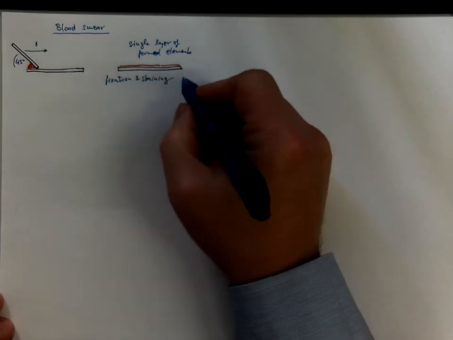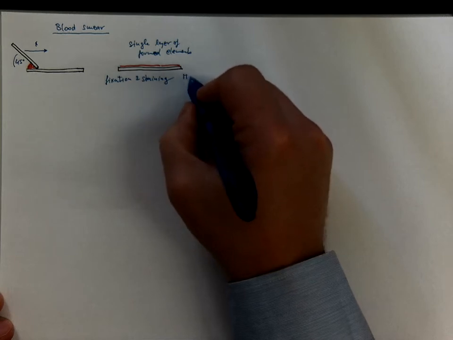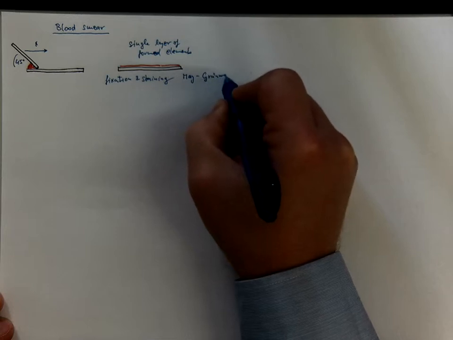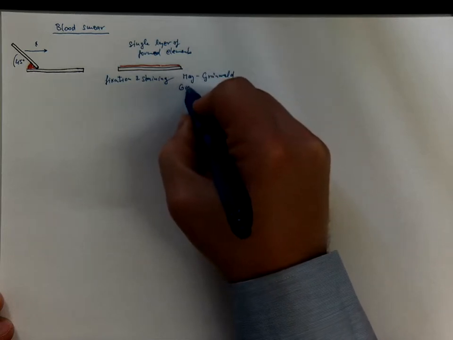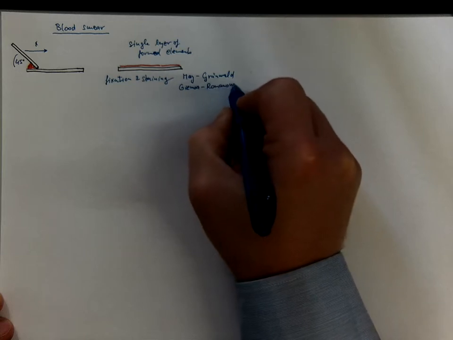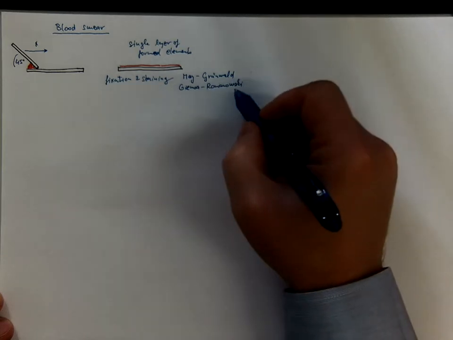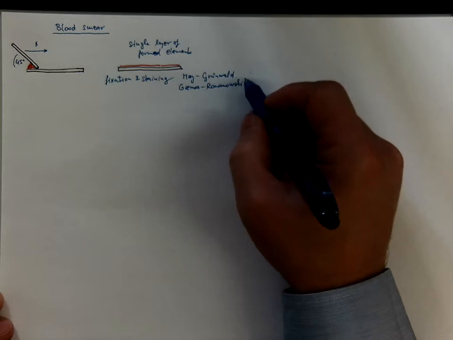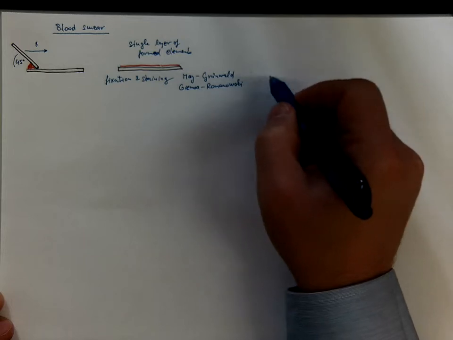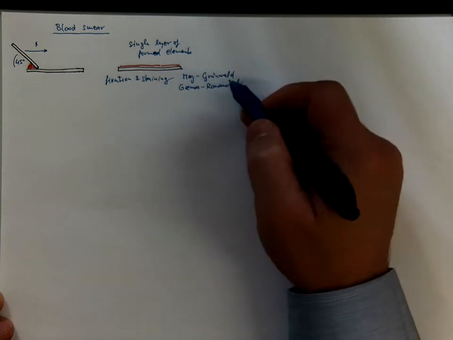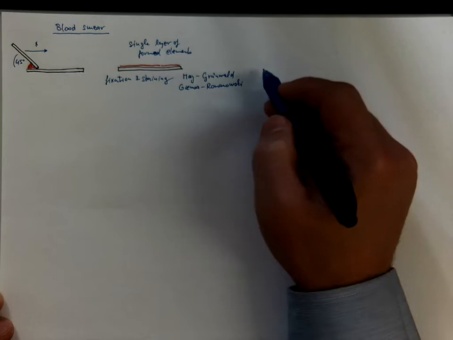The most classical method is a combination of 2 methods called May-Grünwald and Giemsa-Romanovsky. I'm mentioning these 2 methods because from these we got the terminology of the peripheral blood elements like neutrophilic, basophilic, eosinophilic, etc.